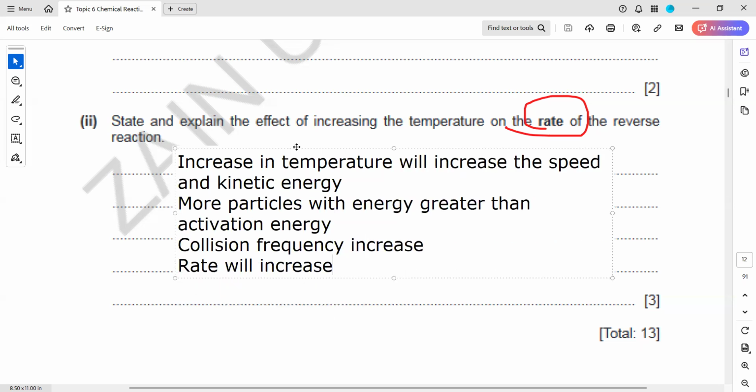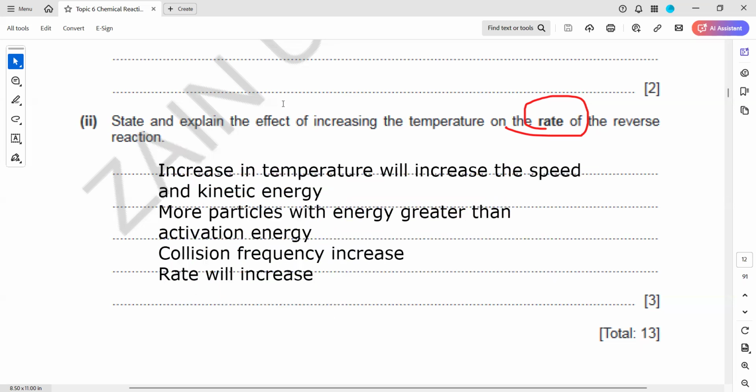It's usually a 3 mark or 4 mark question they ask. So you always write this structured answer about the effect of temperature. Sometimes the same question is 3 marks, in some papers it is 4 marks, but the same answer. Increasing the temperature increases speed or kinetic energy. More particles have energy greater than the activation energy. The collision frequency increases, so the rate will also increase.